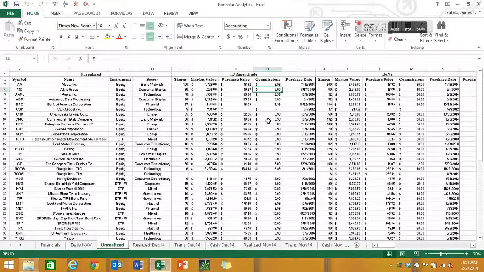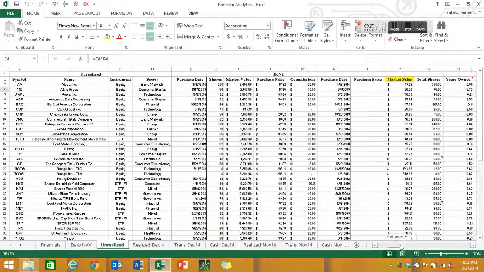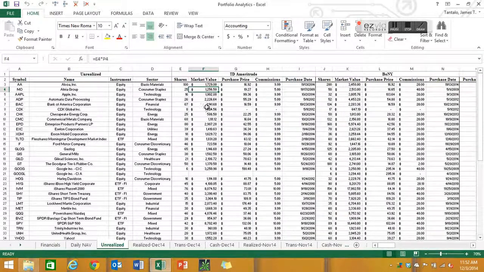The commissions are a way for our brokers to make money. So how do they make money? They make money per trade. TD Ameritrade charges $9.99 per buy trade, and the Bank of New York charges $20. And this market value obviously is a function of how many shares we own multiplied by our market price, which is over here in column P.